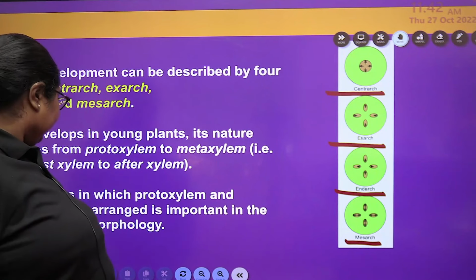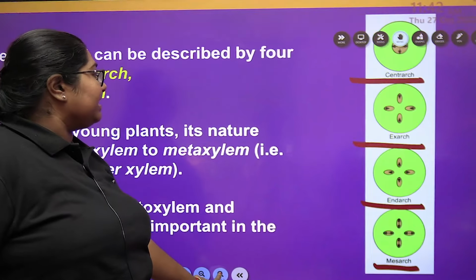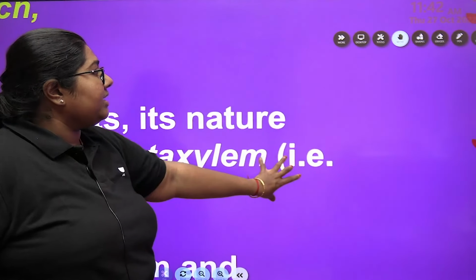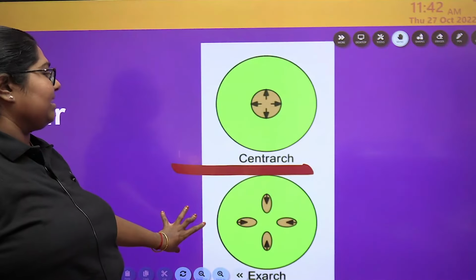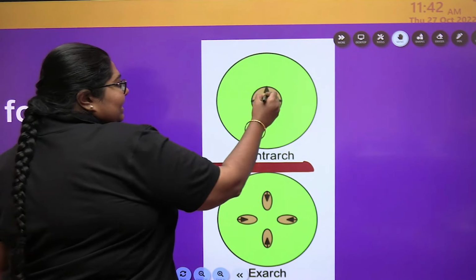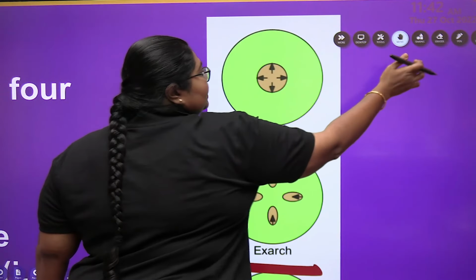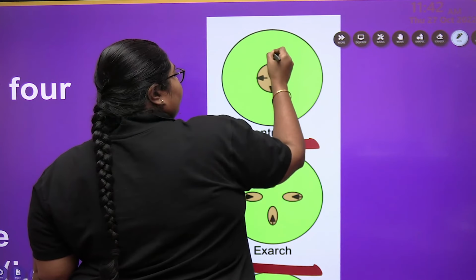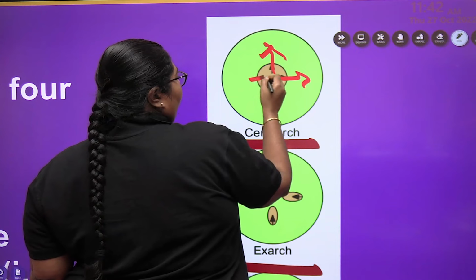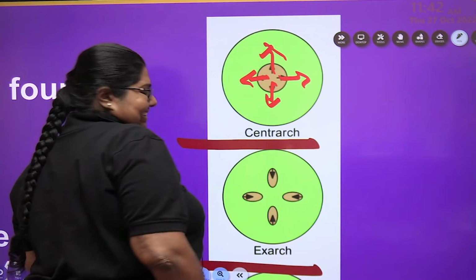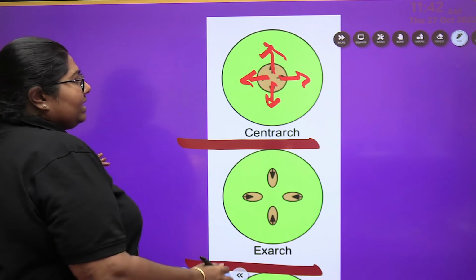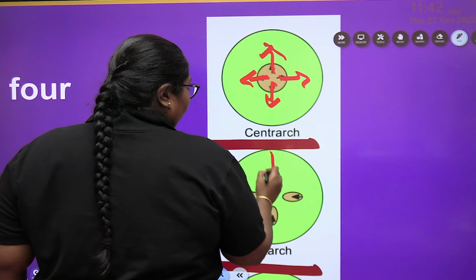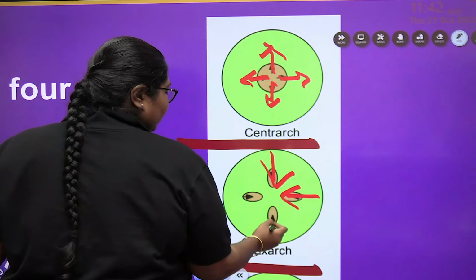If you see the centrarch, you can observe that everything is moving outwards, right? From the center, it is all moving out. So that is what is called centrarch. Okay, so what is centrarch? From the center, it is all moving out. And what is exarch? From outside, it is all moving towards the center.